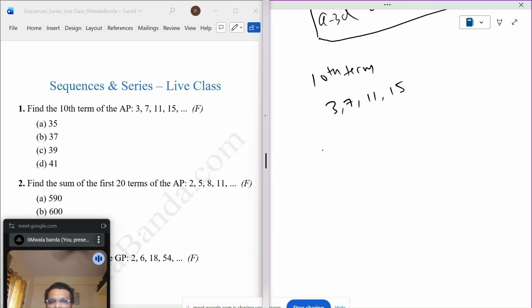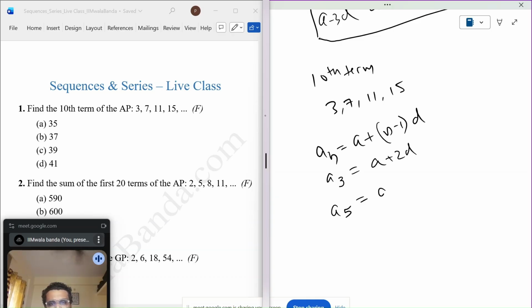Now, how do you write A3? A plus n minus 1 into d, right? This formula we have already understood. So, can I say a plus 2d? Similarly, if I want to write A5, just put n as 5: a plus 5 minus 1, 4d. Similarly, if I want to find the 11th term, a plus 11 minus 1, 10d, and so on.